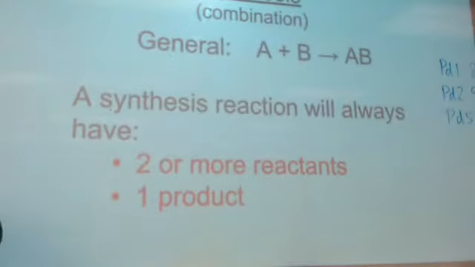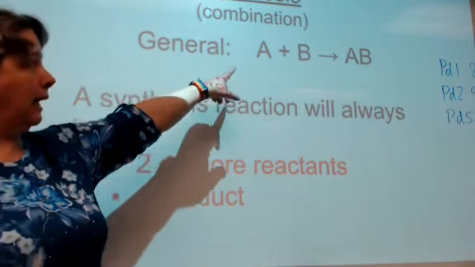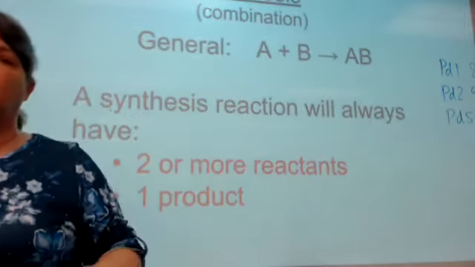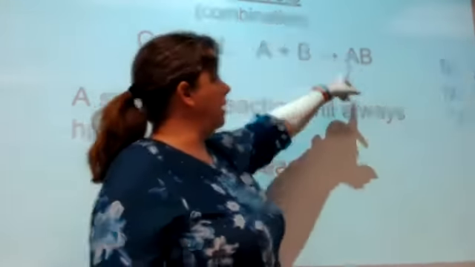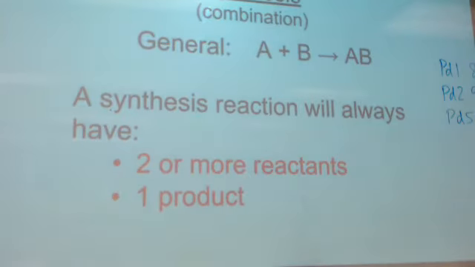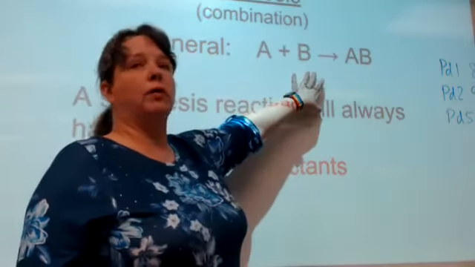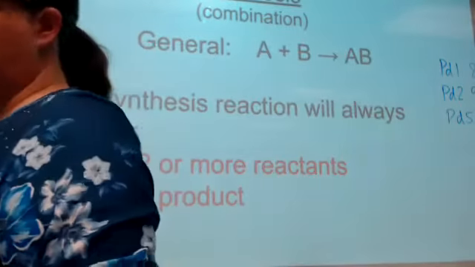In a synthesis reaction, you will always have two or more reactants, meaning there will be a plus sign. So if there is a plus sign on the left side of the reaction and no plus sign on the right side of the reaction, that means that you had a synthesis reaction. So look for your arrow. If there's a plus sign on the left and no plus sign on the right, it's synthesis. Okay. The plus sign just means you have more than one reactant. No plus sign means it is a single product.